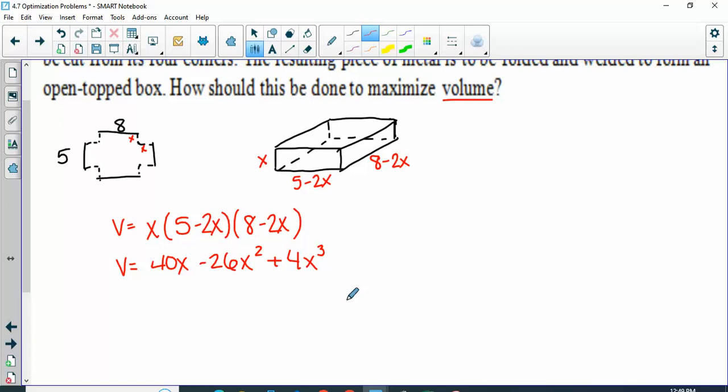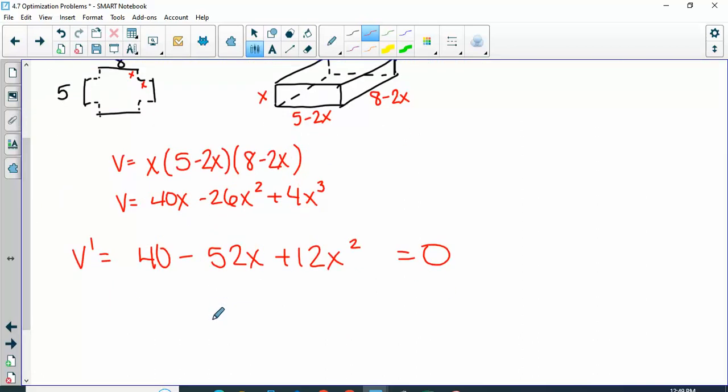Now what do I do with this? Derivative. Okay, so that would give me 40 minus 52x plus 12x squared. And I need this to equal 0. So what can we take out of all this? 4. Let's just divide by 4 on each side. And then I'm just going to flip this around. So it's 3x squared minus 13x plus 10 equals 0.